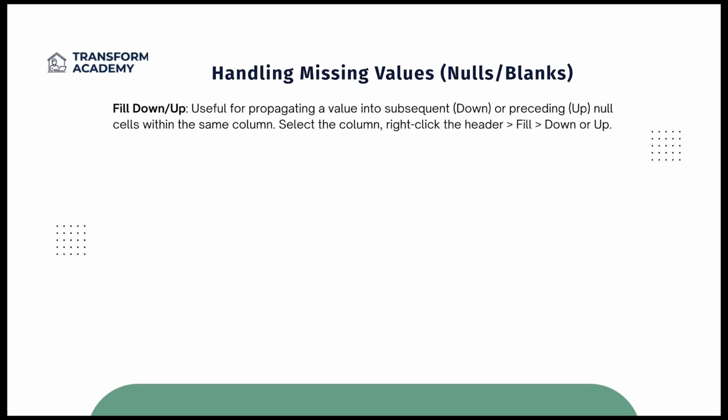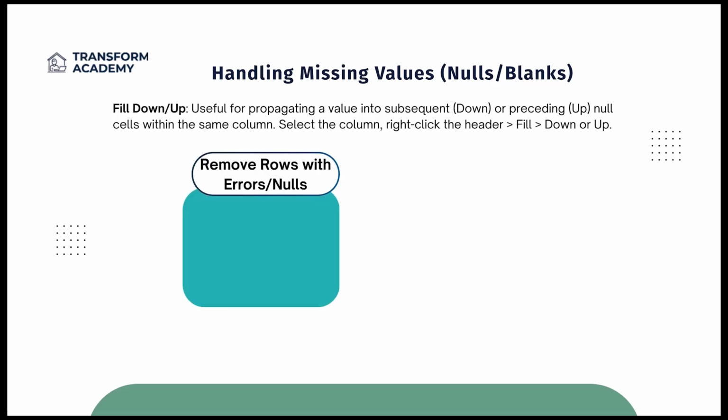Fill down and up. Useful for propagating a value into subsequent or preceding null cells within the same column. Select the column, right-click, click on Fill, then click on Down or Up. Note, fill up requires blanks to be converted to null first.